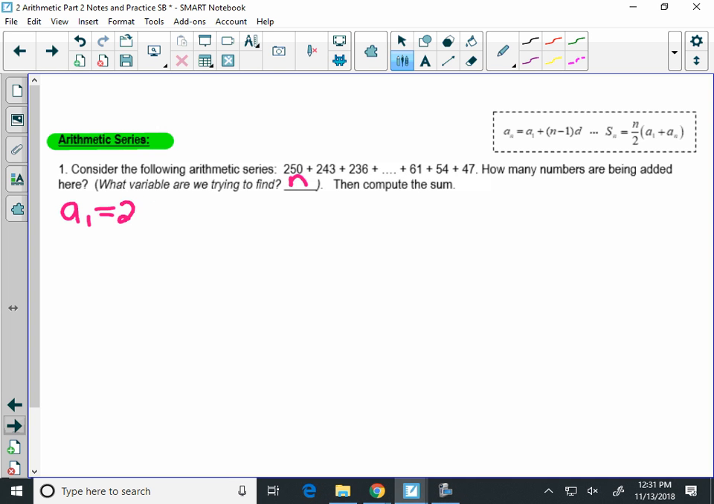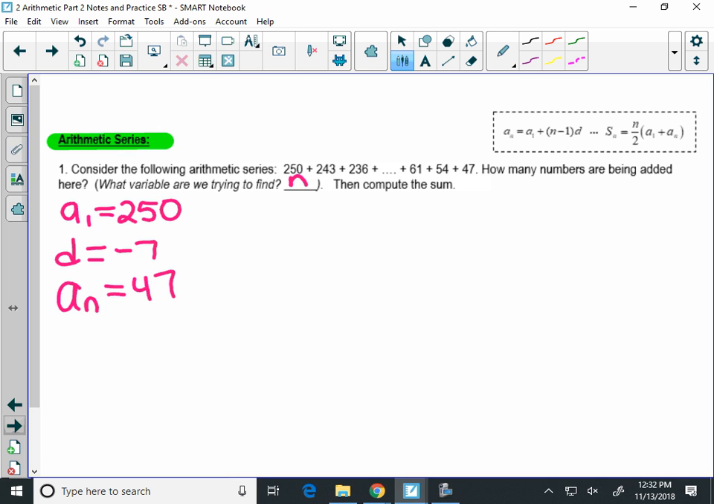Do I know the first term? 250. So I know a sub 1 is 250. Do I know the common difference? Negative 7. Okay, do I know the nth term? A sub n. 47. Okay, so that's what I know. I don't know n, and I don't know the sum. That's what I'm looking for.